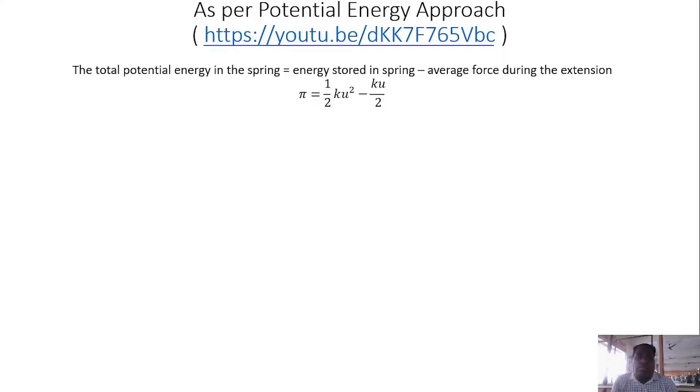According to the potential energy approach, the total potential energy in the spring is equal to the energy stored in the spring minus the average force during the extension, which can be represented with the notation pi is equal to 1 by 2 ku square minus ku by 2. Likewise, I derived the equations in my previous video. You can refer to that. Now I can utilize this equation for further solving of this same problem with the total potential energy approach.